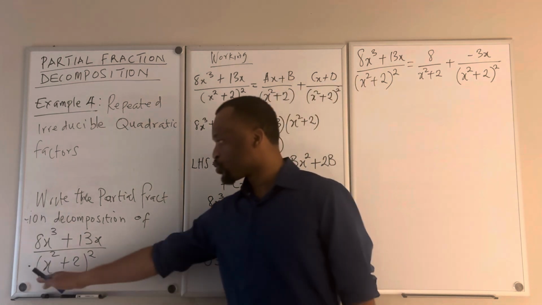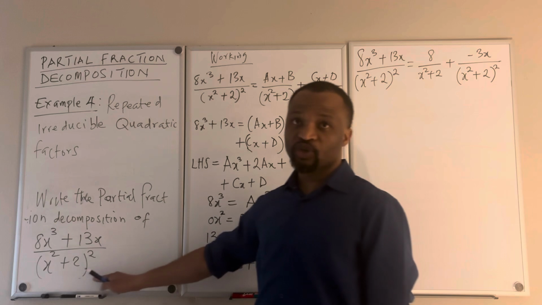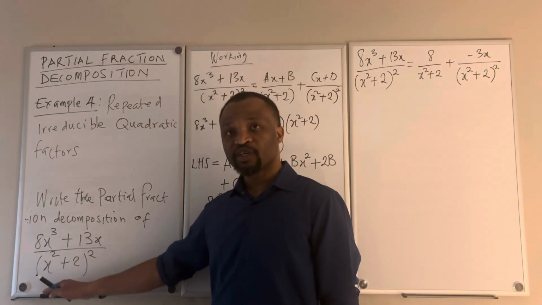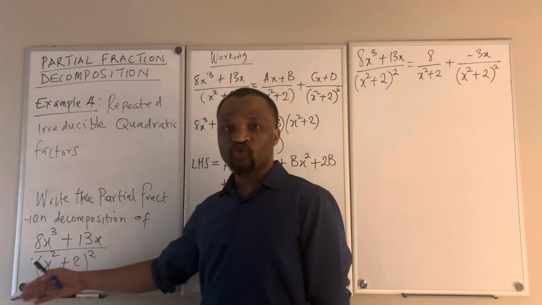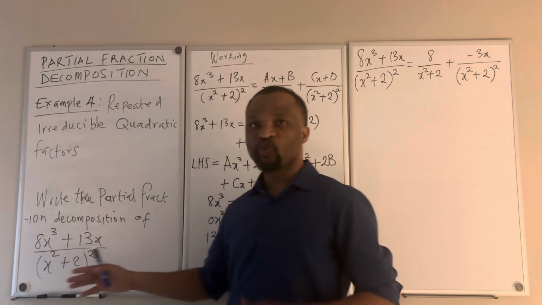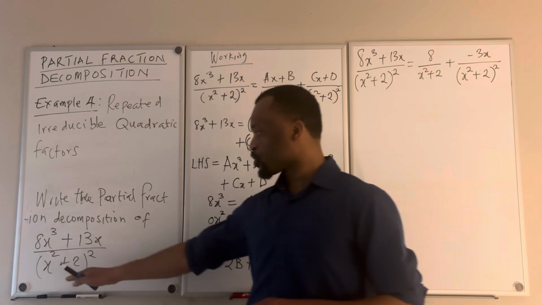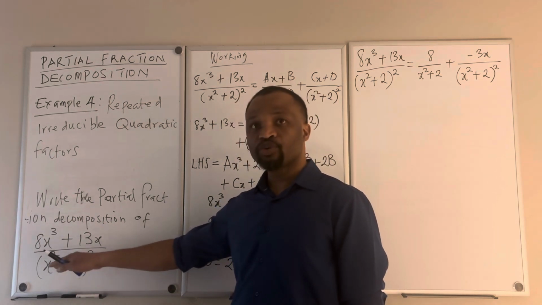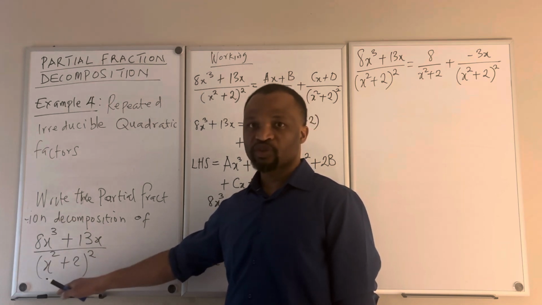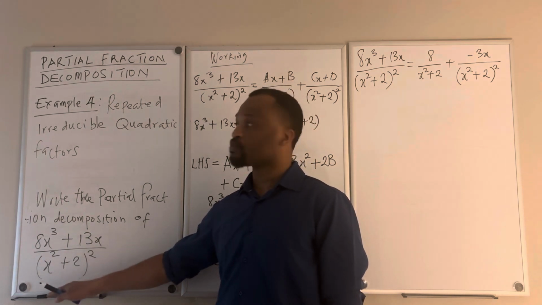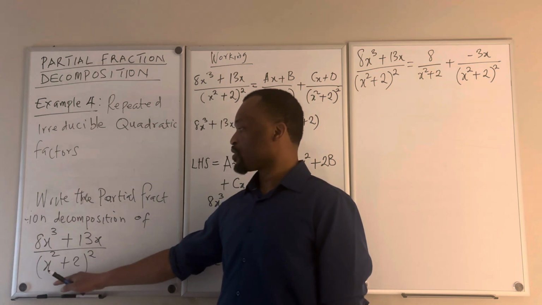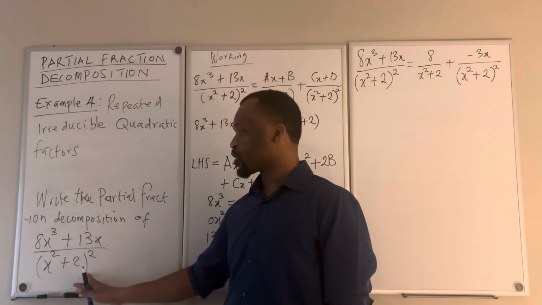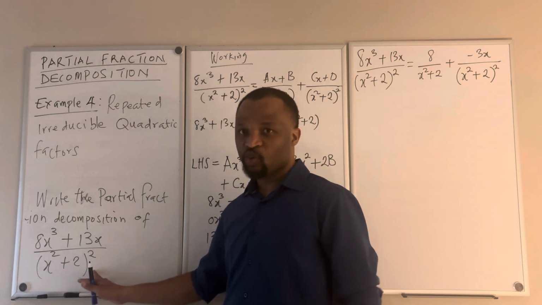The next step is to look at the denominator. Is it already factored? If it is not, we factor it. If it is already factored, we look into how we can break it into parts. This is already factored. As you can see, this is an irreducible quadratic expression, and it is repeated in the sense that it is raised to the power 2. It could be raised to any power n.